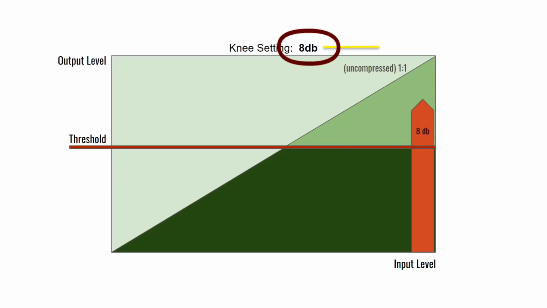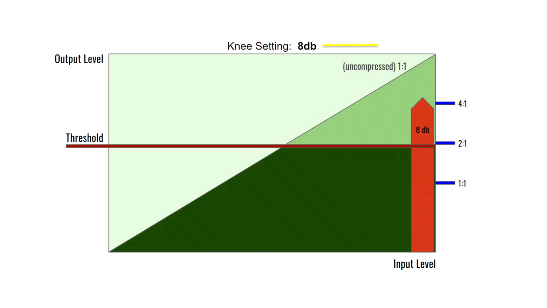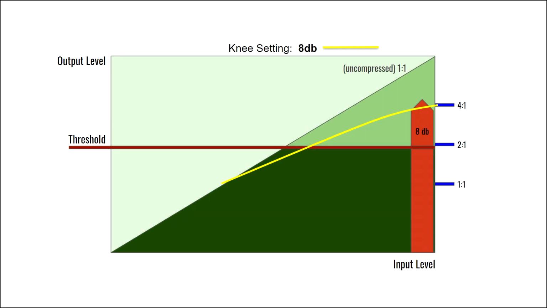Now with a knee size of 8 decibels, the hard edge of the threshold is expanded, it becomes softer, and the ratio will be gradually increased from a ratio of 1:1 before the threshold level is reached, and eventually reaching the full 4:1 ratio when the volume exceeds the threshold by a full 8 decibels. This would be considered a soft knee. Some people call the soft knee a smudging of the threshold.